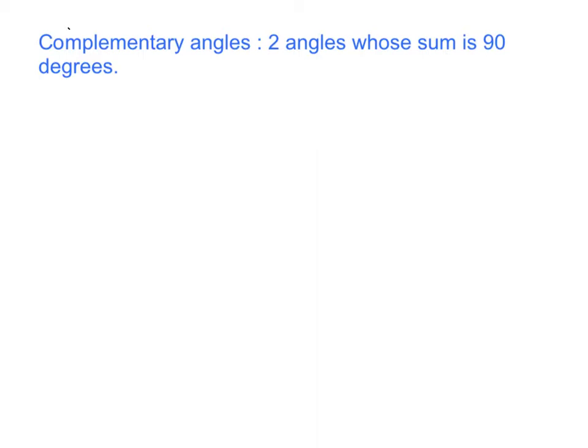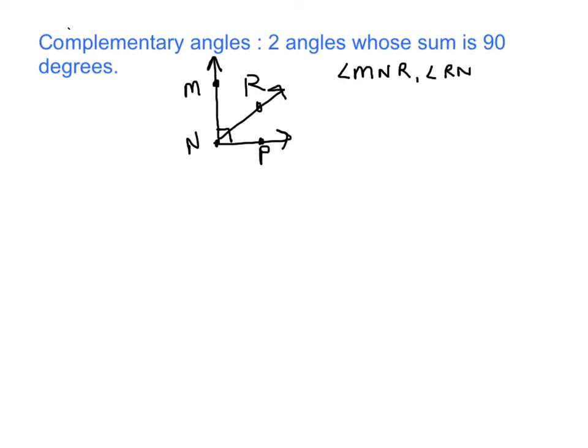The next vocabulary word is complementary angles. Complementary angles are 2 angles whose sum is 90 degrees. This one's easy. 2 angles that, if you added them together, would make a right angle. So if I have an angle, let's call these points M, N, P, and R. Angle MNR and angle RNP, this angle here and this angle here, add up to 90 degrees because you have a right angle in here. So this one, for example, could be 60, this one could possibly be 30, but they add up to 90 degrees.